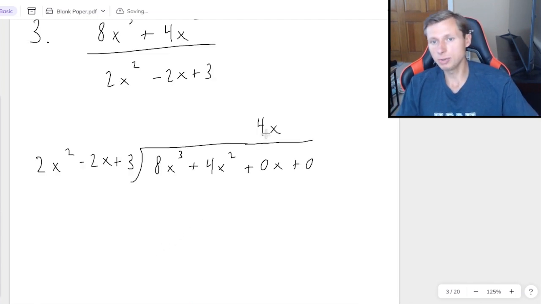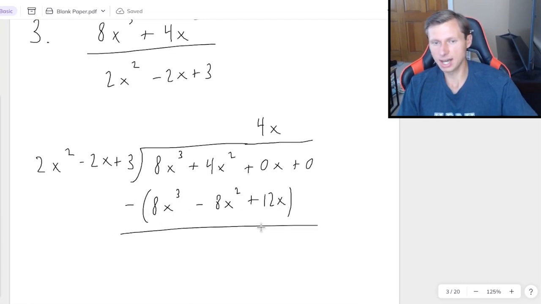I then have to distribute 4x to all three of these terms, and that's going to give me 8x cubed minus 8x squared plus 12x. And remember, I got to subtract that entire thing. The 8x cubed cancels. Double negative on the negative 8 makes it plus 8. So 4 plus 8 is 12x squared. And then negative 12x, so minus 12x. And of course, plus 0.